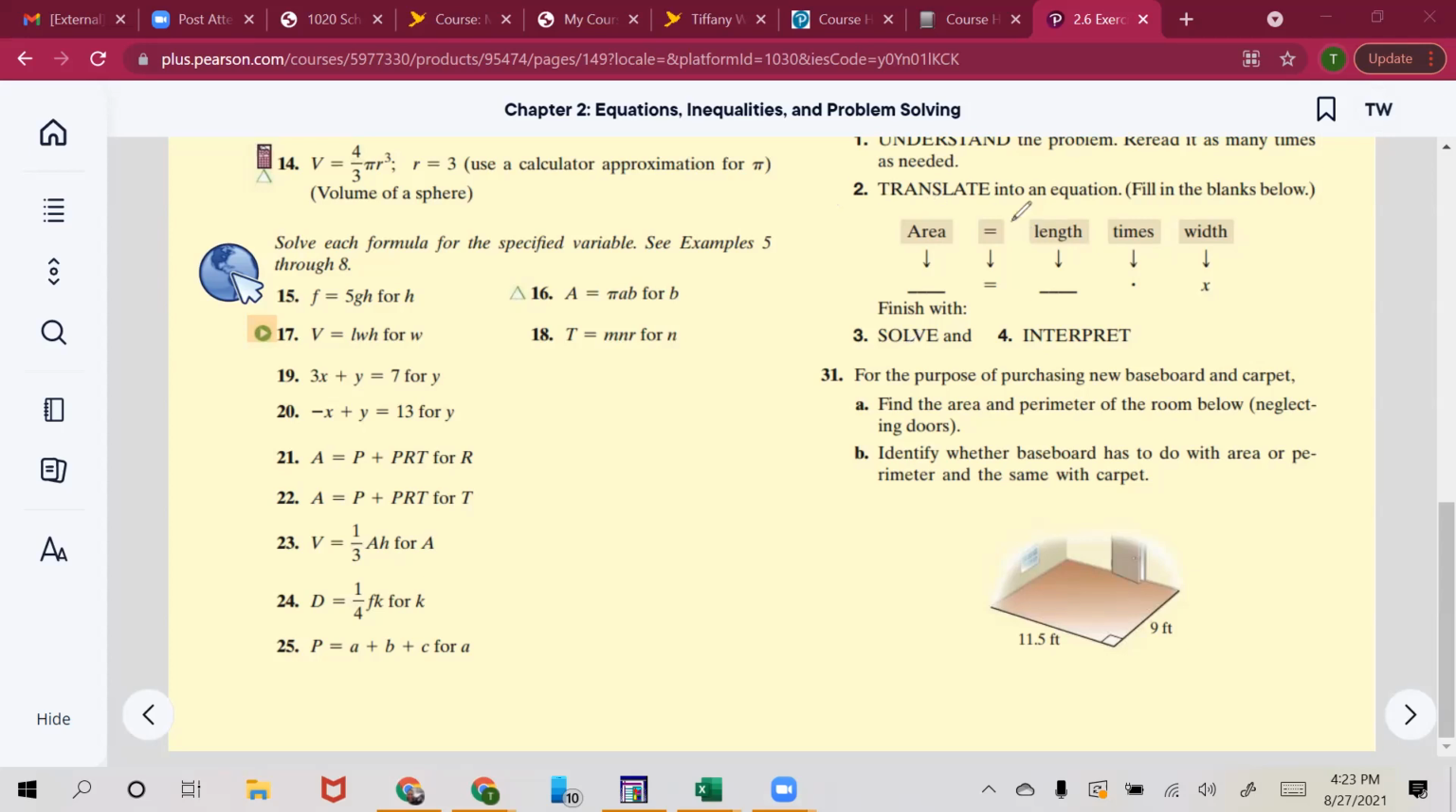Okay. Let me close this menu down. I want to look at, and that's my phone ringing, but that's okay. We're doing math. We can't be stopped.